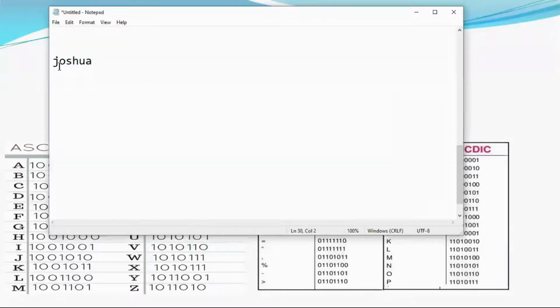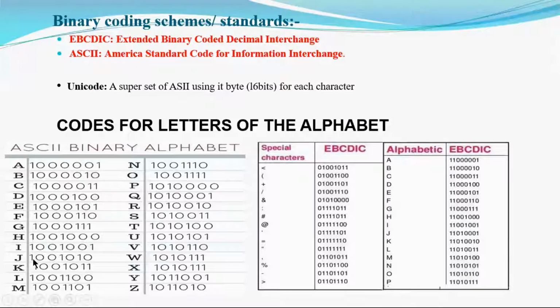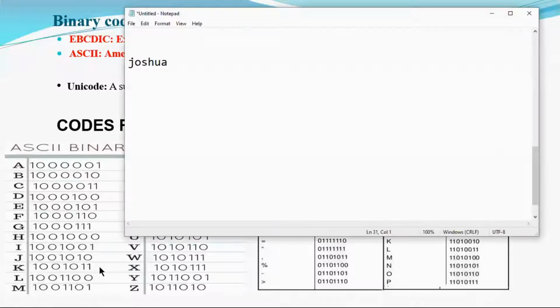looking at J. First of all, J is represented by what? Here we have, when we see J, it is represented by this. Okay, 1 0 1 1 0 0 1 0 1 0. So we shall have J represented by 1 0 0 1 0 1 0. That is J. Then we also go for O.